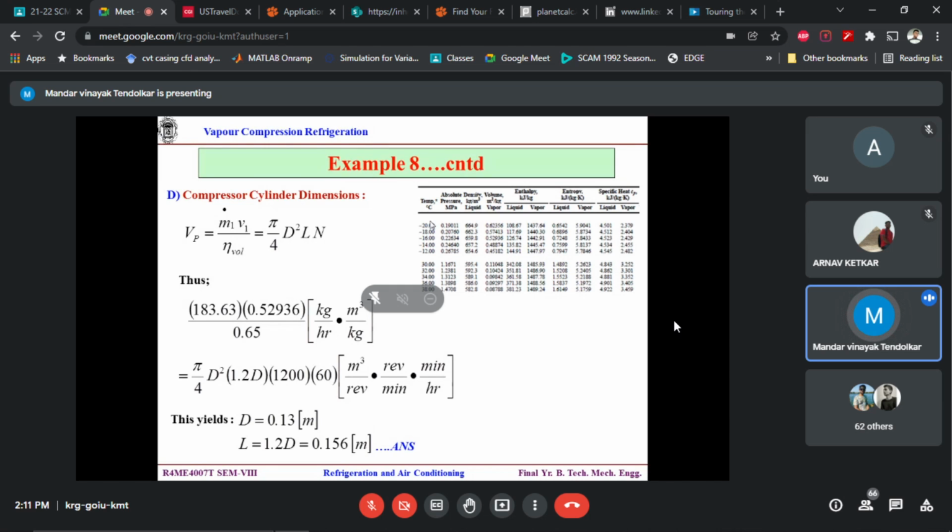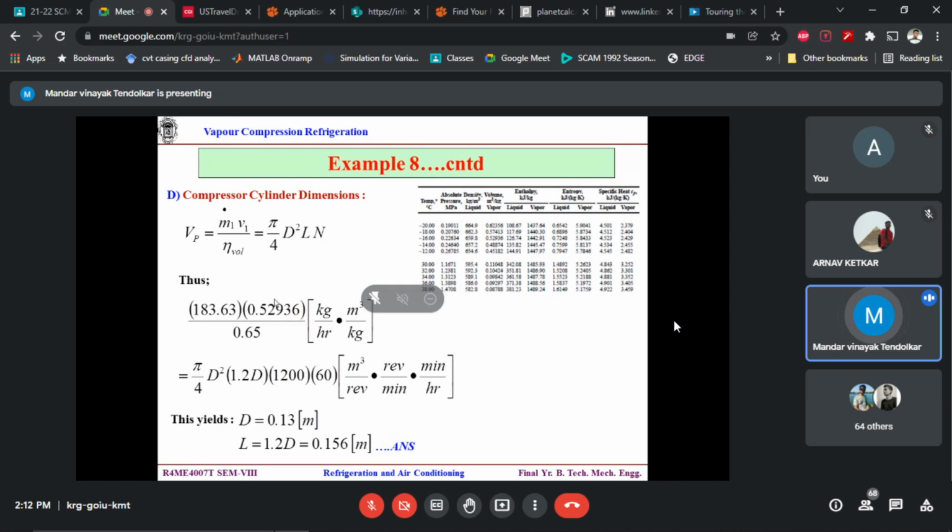So cylinder dimension is pi by 4 d square into L into N. Correct? Nothing as such given for double acting and all such kind of things. Which will be m dot into specific volume, that means the total volume, and the volumetric efficiency. So m dot you have calculated for the refrigerant, then specific volume, which you can read from the table, correct, that is corresponding to minus 16 degrees Celsius. And for the vapor part, so where is this specific volume? Yes, over here. 0.52936, that is over here. Same as that of the steam table.